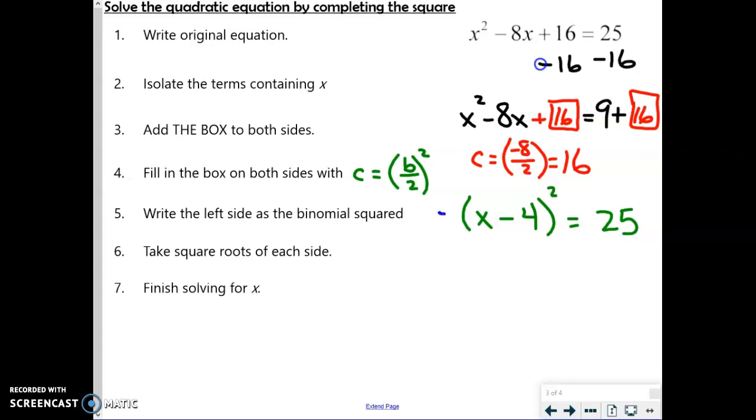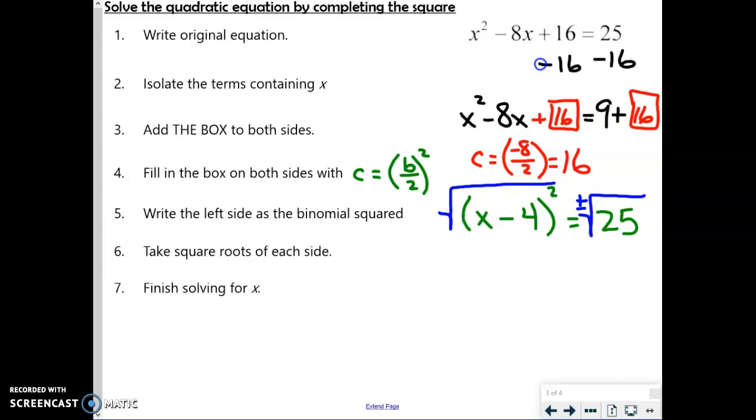So now we take the square root of the binomial on the left, and we take the square root of the constant on the right. Please remember that we are dealing with both a positive and a negative root. Then the next step says simply finish by solving for x, which simply means get x by itself and find the values that go with it.